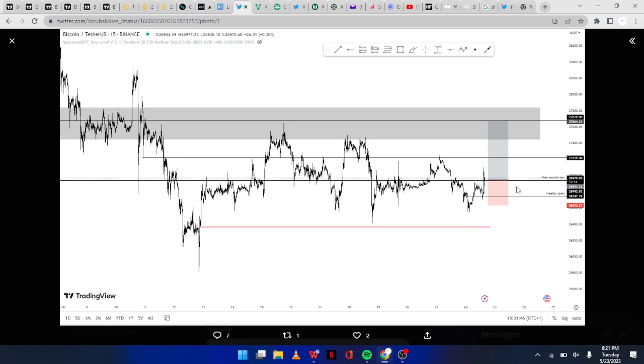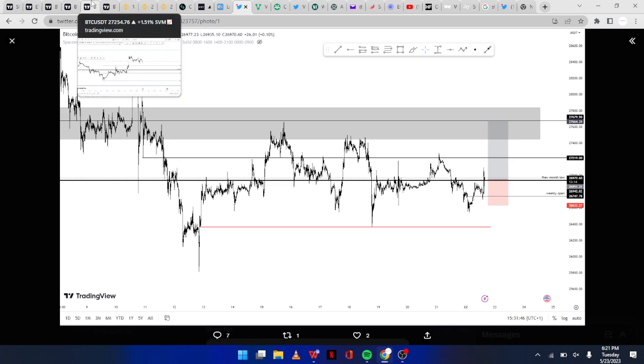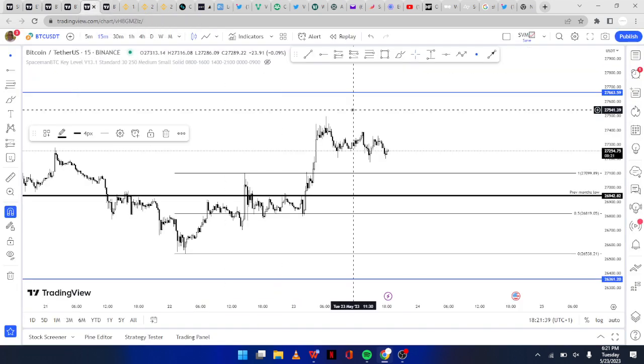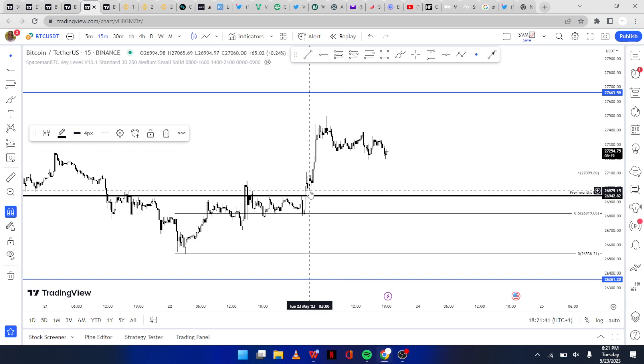So now this is a key area. This is a very key area because we have a series of activities there in the past. So you know, best believe if price gets above here, it should rally at least a little bit. That's the reason why I took the long from here.